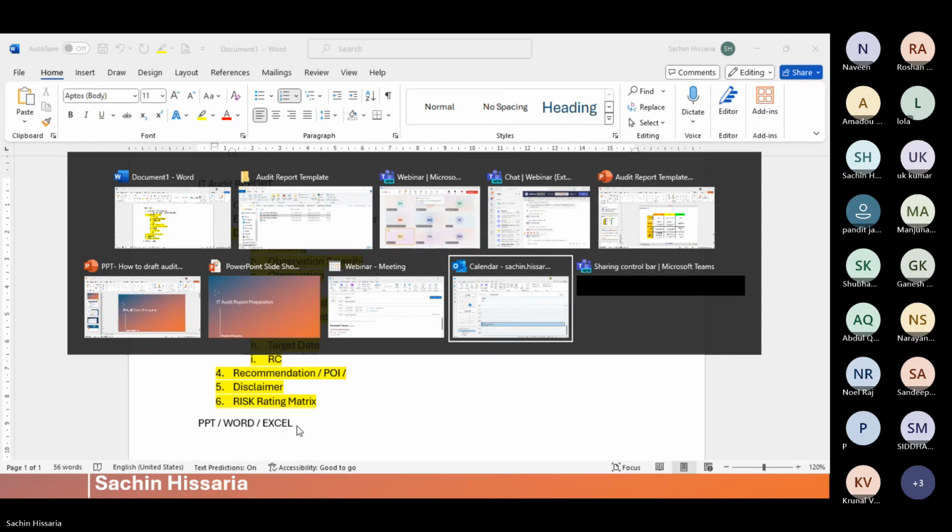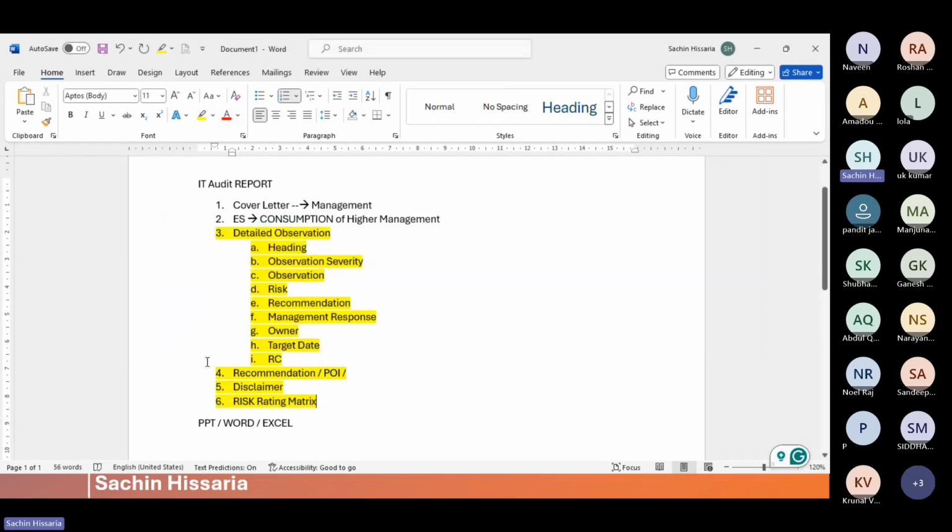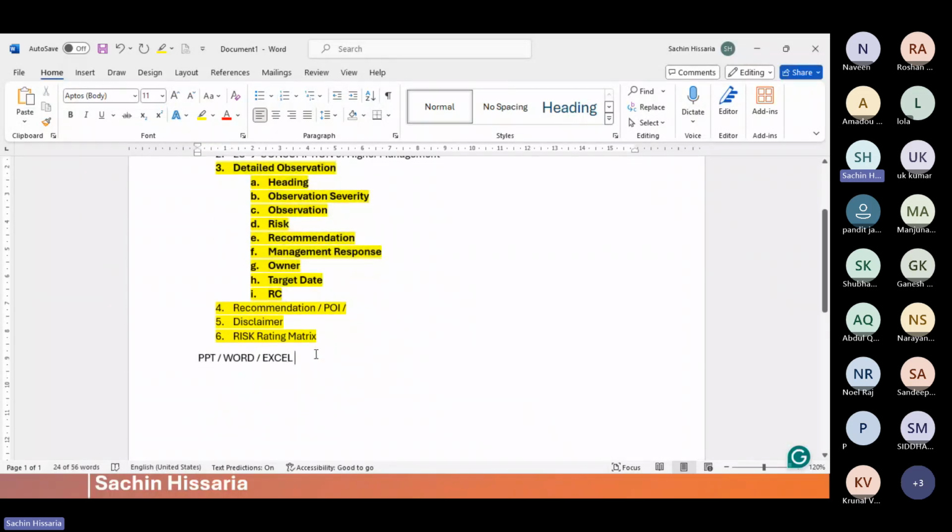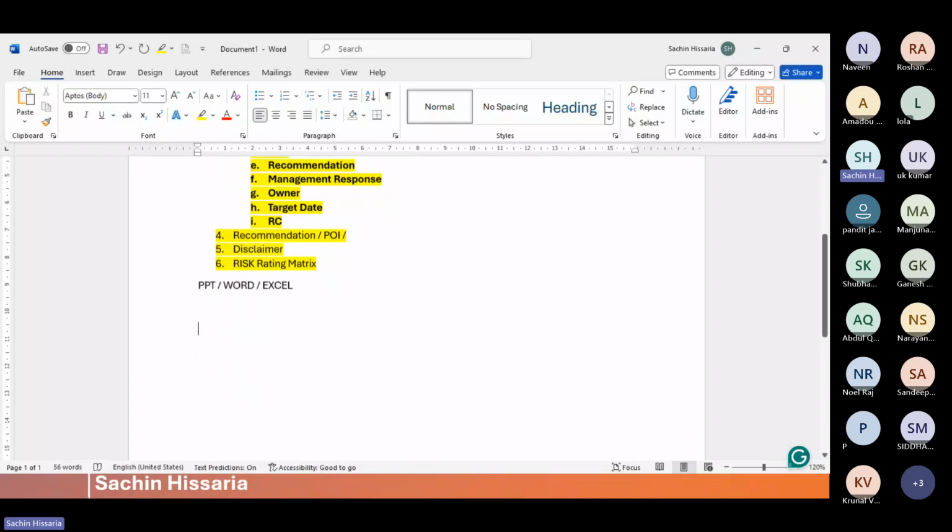Now we will discuss how to draft the detailed observation, because this is very important. How to draft a detailed observation. Suppose you are auditing some company; being an auditor, once your field work has been completed, you need to draft the detailed observation. So let me tell you how you will be drafting a detailed observation.